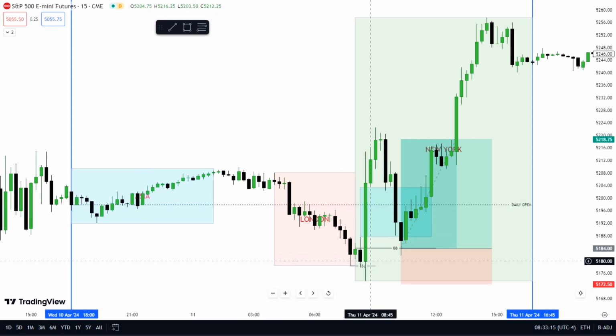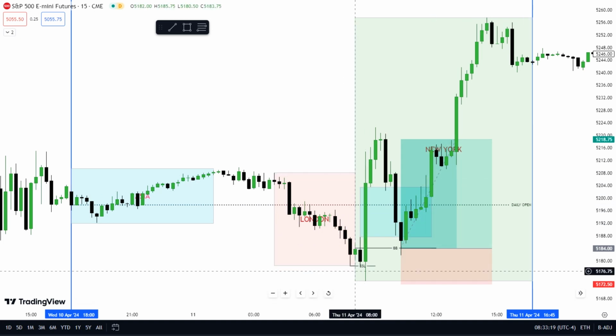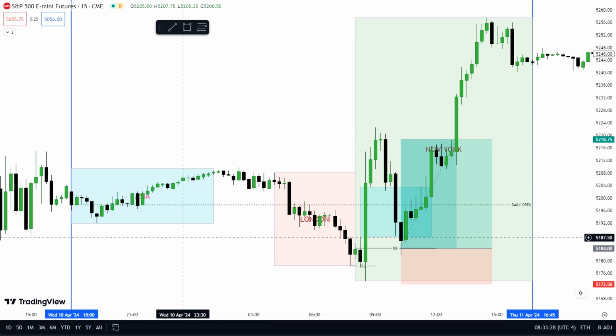Since we're below the daily open, what we want to be doing is waiting for New York to open at 8. As you can see on my time, it opened at 8. You manipulated London.